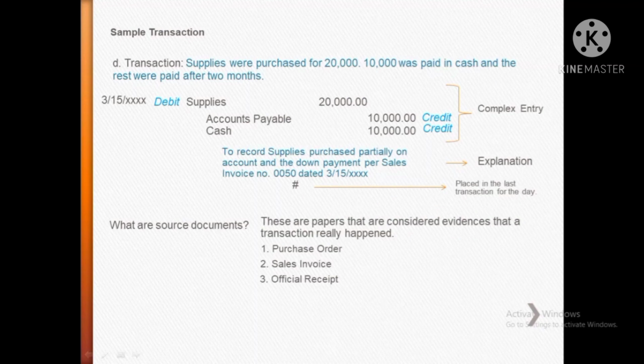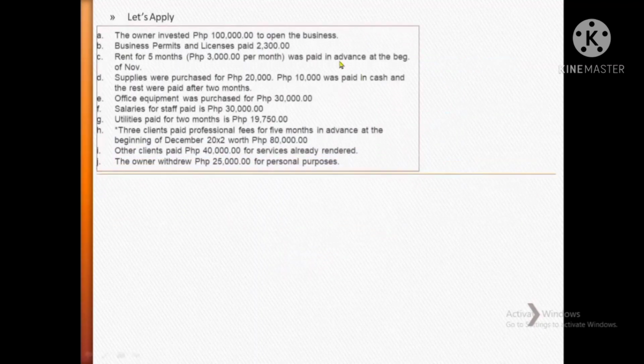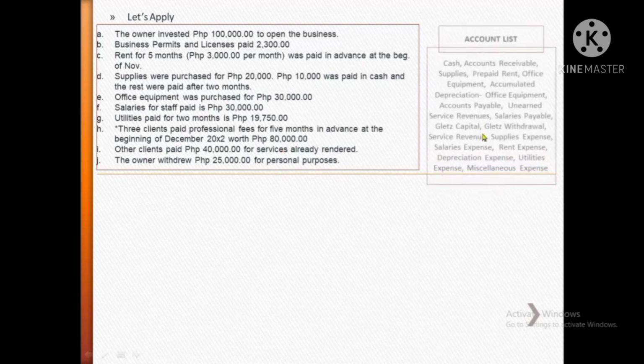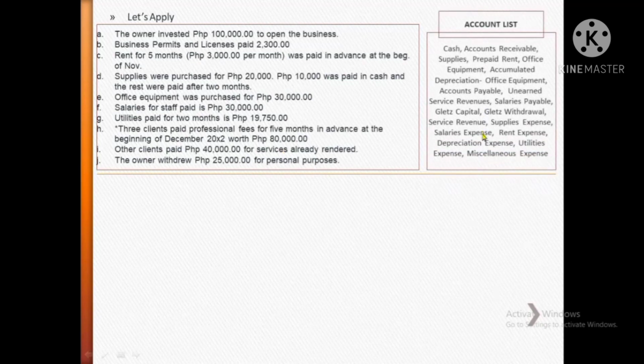Of course, we will not end this particular video without a comprehensive illustration. So now let's apply. We have here the illustrative problem. Actually, this illustrative problem is coming from the last video. There are 2 sets of transactions that were presented in the last video. The first one is this one, and the second one are the transactions for adjustment. So for this particular video, we are going to ignore the second set of transactions. And of course, we're going to add here the account list so that we can journalize.